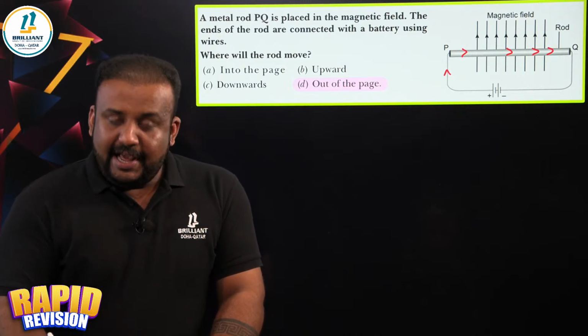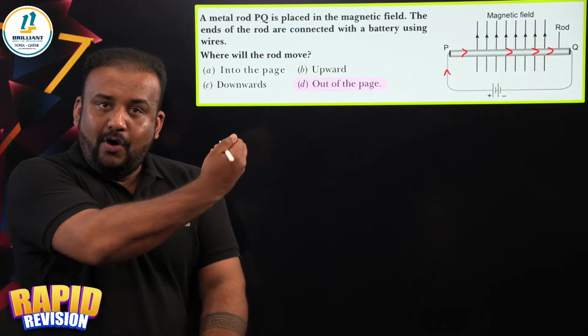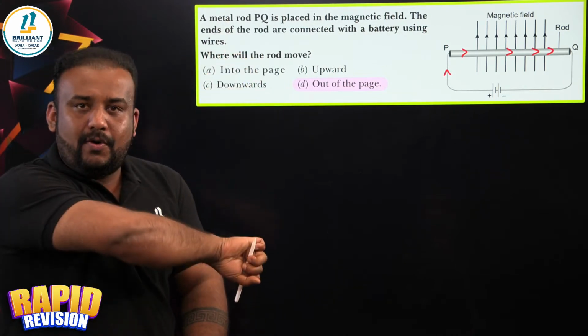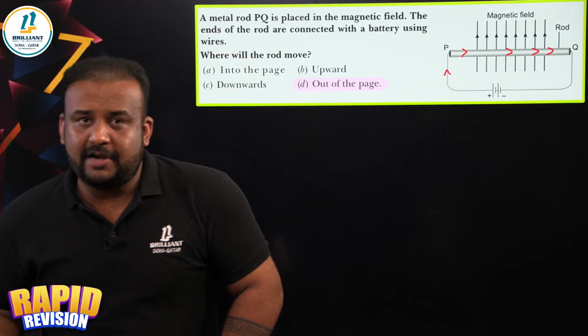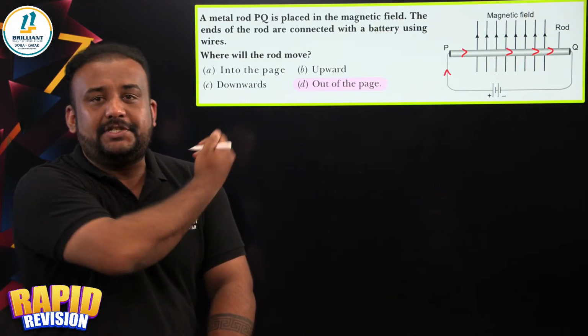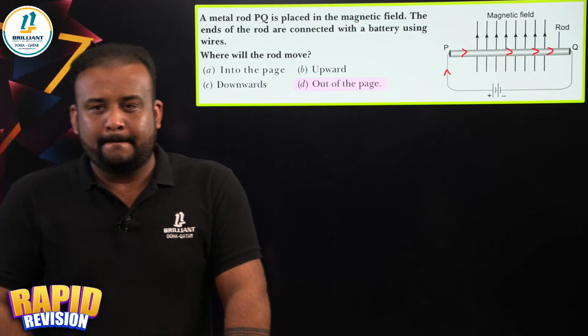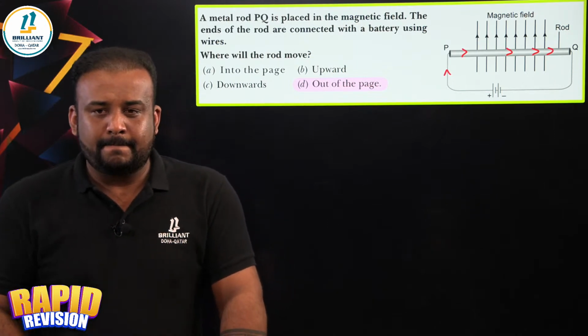See here, the options they have given: is it coming out, or is it going in, or is it going up, or is it going down? These are the four directions given. So here it is out of the page. It's towards you. Is that clear? Right.